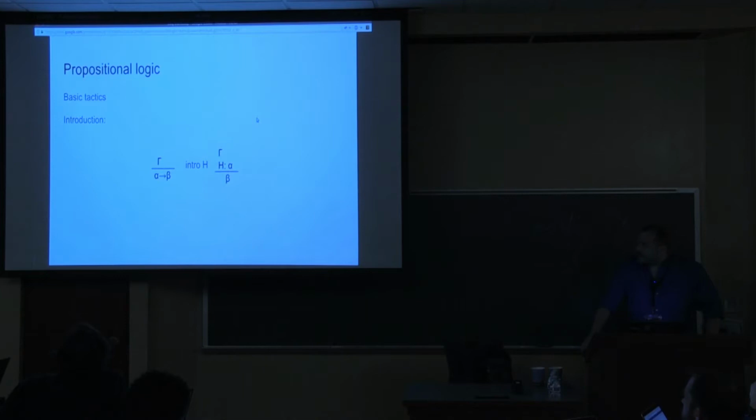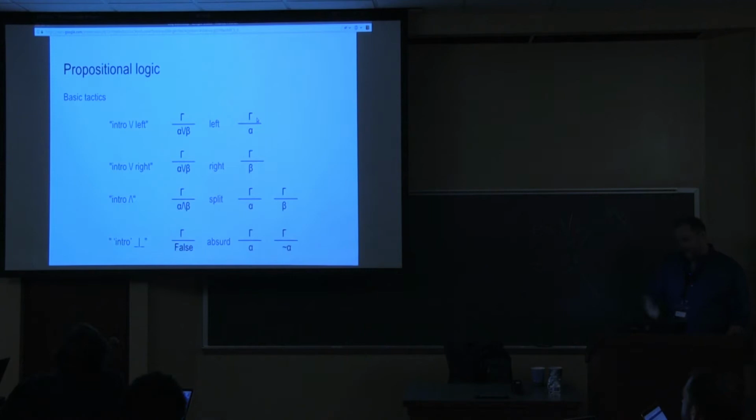The next tactic is called introduction. If your goal is an implication, it basically moves the first part to the hypothesis, and that's called introduction. Depending on what we have, there are different types of introduction. If we have a disjunction, you can either introduce the left side or the right side. That's reasonable. If you want to prove alpha or beta, you can either prove alpha or prove beta. If you want to prove the conjunction, you have to prove both sides.